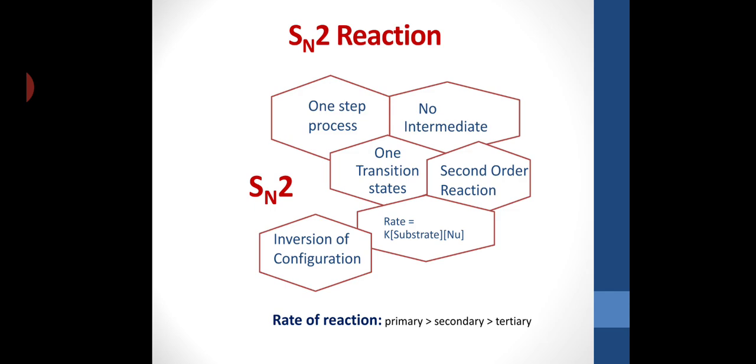So when we talk about SN2 reaction, these are the points that quickly come across our mind. It is a one-step process, proceeds through the formation of transition state and not intermediate. It is a second order reaction where the rate of the reaction is dependent both on the concentration of the substrate and nucleophile. SN2 reaction leads to inversion of configuration. Lastly, the rate of reaction is of the order primary greater than secondary greater than tertiary halides.